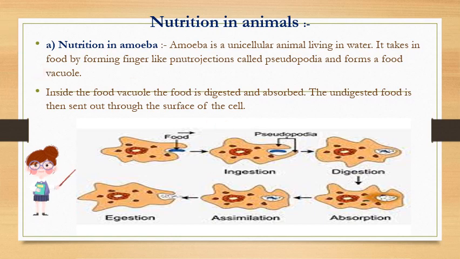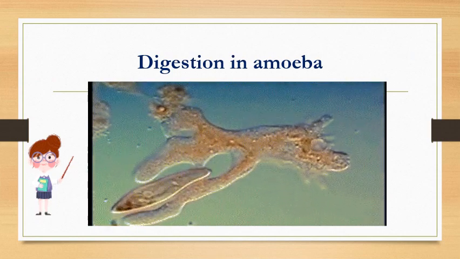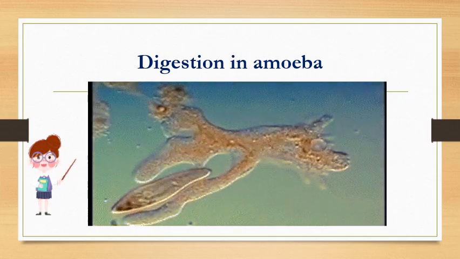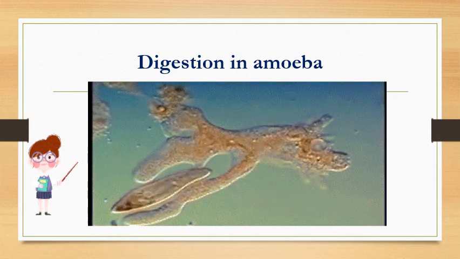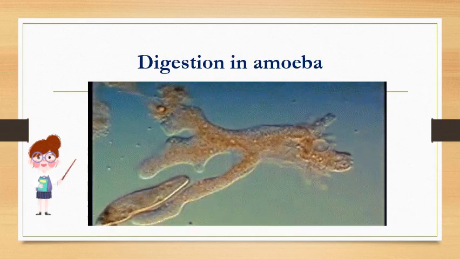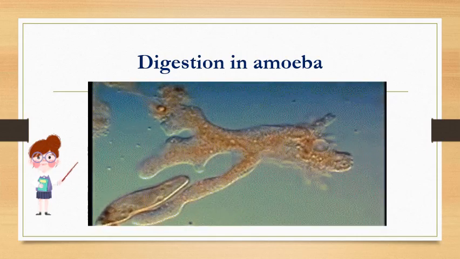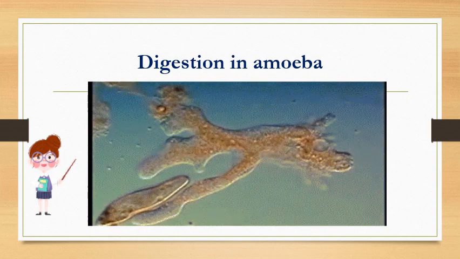Now have a look at this video. Amoeba has a pseudopodia. It captures the food by extending this pseudopodia, or I can say finger-like projection. It absorbs this food and later digestion occurs, followed by absorption, assimilation as well as egestion. So see this video clearly. It's very interesting to see.